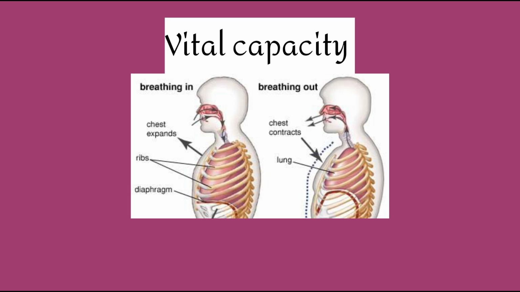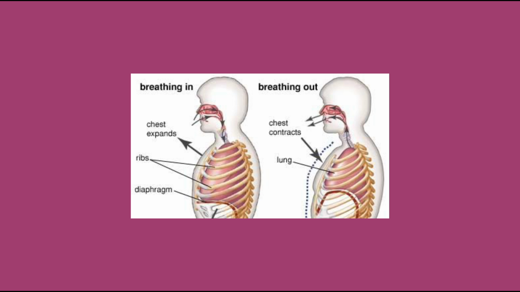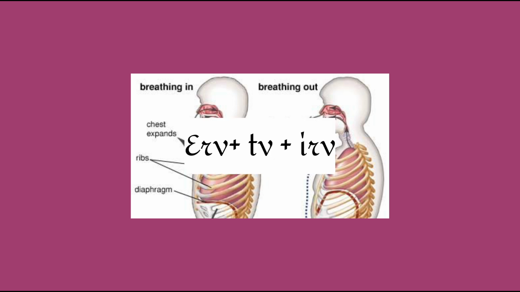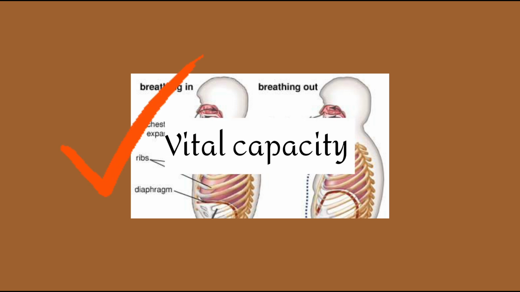Vital capacity is the maximum air moved out after maximal inspiration: ERV plus TV plus IRV. Now, ERV is the expiratory reserve volume, plus the TV, the tidal volume, and IRV, the inspiratory reserve volume. So, adding all, we get the vital capacity.